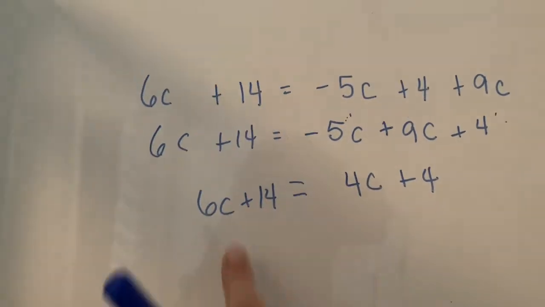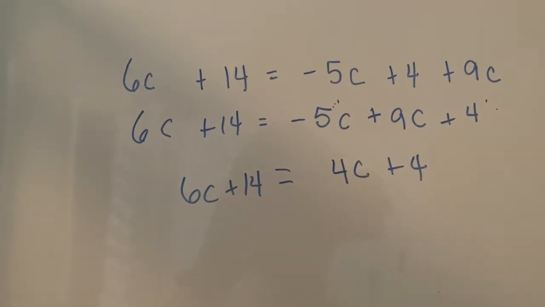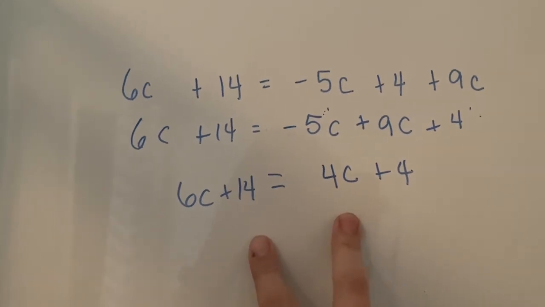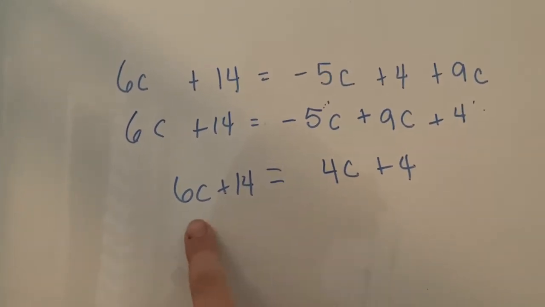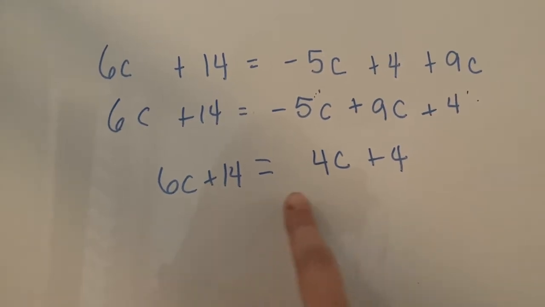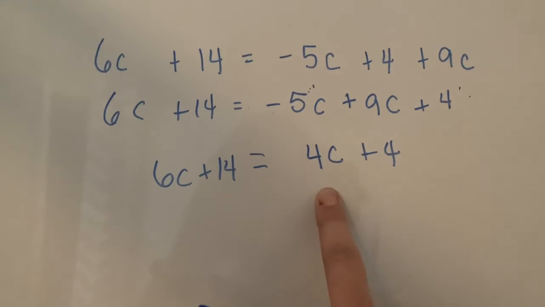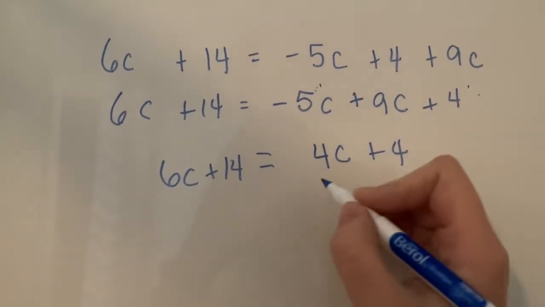The left is just staying the same. I haven't done anything to change it yet. So now I've got something that's a little bit less intimidating. I want to get all my variables to one side. I could either subtract 6c or I could subtract 4c. I don't like dealing with negative numbers unless I have to, so let's subtract 4c from both sides.